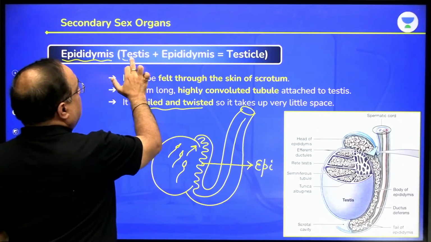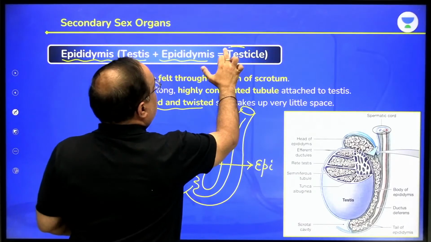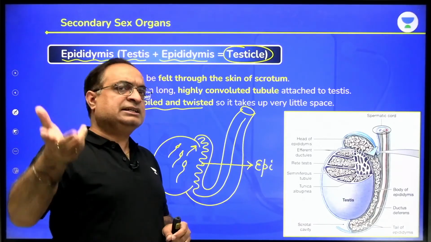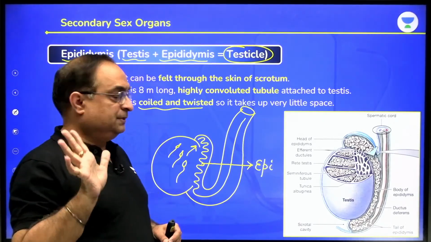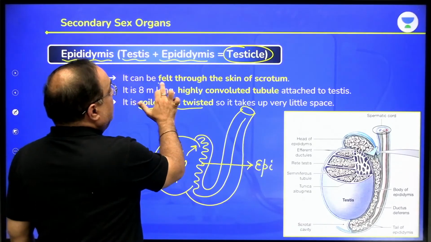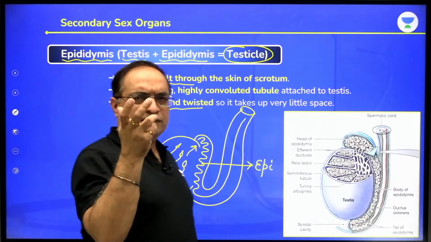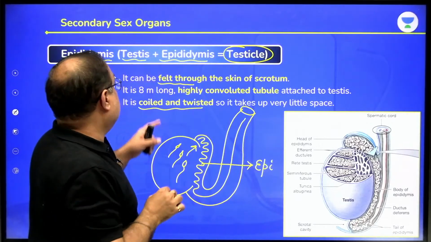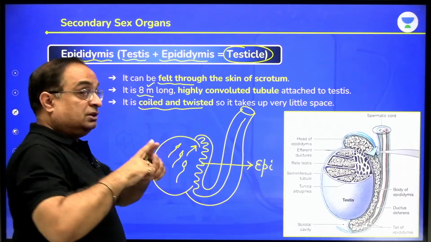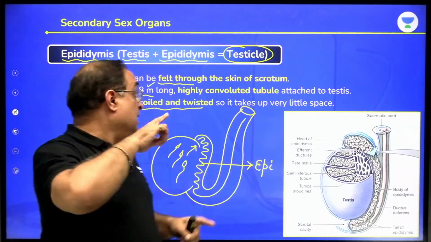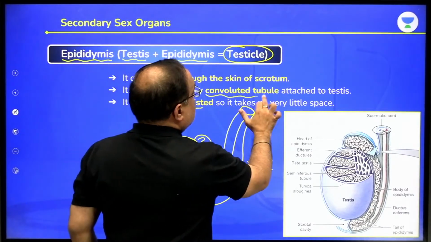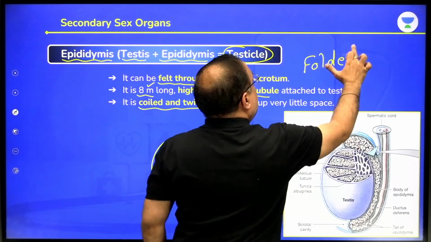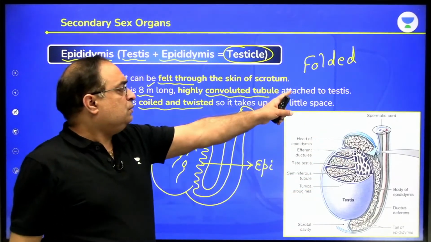Remember, testes along with epididymis we call the testicle. In many books you will find the word testicle. So testicle is testes plus the epididymis. Epididymis can be felt through the skin of the scrotum. Skin of the scrotum is wrinkled. If you press the skin, you can feel the epididymis. It is nearly 8 meters long. Just imagine, 8 meters long, highly convoluted. Convoluted means highly folded tubule which is attached to testes.